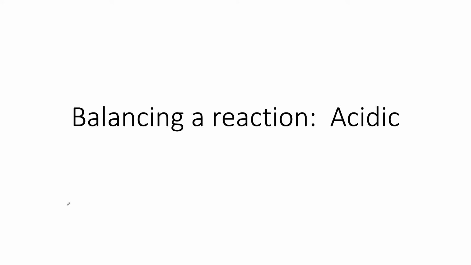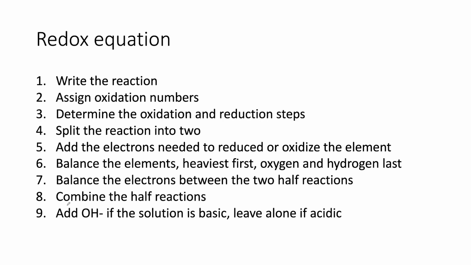So when we're writing a redox reaction, we're going to do this. Some of this we already talked about in the previous video. First, we write the reaction down. This will be given to you, but it won't be complete. There'll be things missing, and that's what you're going to be putting in. We're going to assign oxidation numbers, figure out what's being oxidized and what's being reduced. And that's where this comes in.